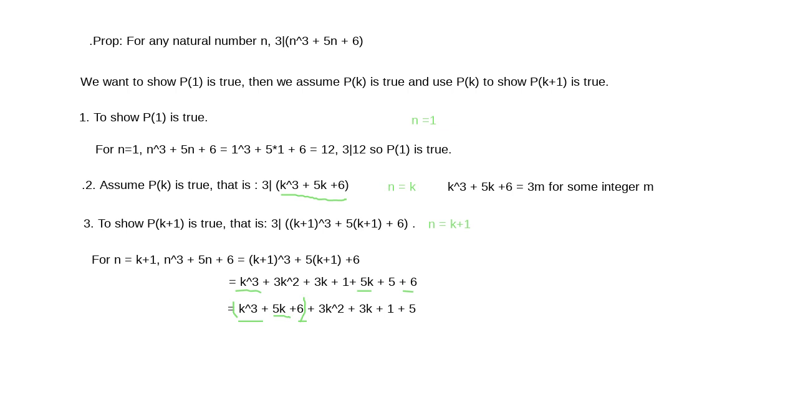So now let's write these 3 terms as 3m, right? Then add the rest of it. I have 3k squared plus 3k. Well, 1 plus 5 is 6. And now let's factor out 3. That's 3 times m plus k squared plus k plus 2. Bingo, right?